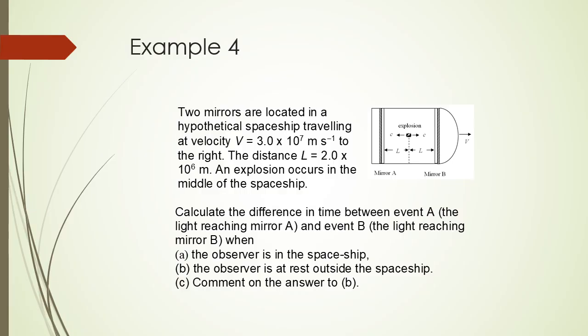So for us, there are a couple of observers. One observer can be inside the moving spaceship, and the other can be outside, watching the spaceship move towards the right at speed v, and watching these light waves move towards the respective mirrors. This example really tests if you understand the previous train example, so you can pause the video to try it if you want. The question is: calculate the difference in time between event A, the light reaching mirror A, and event B, when the light reaches mirror B, from two perspectives, the observer in the spaceship and the observer outside the spaceship, and then comment on your answer.